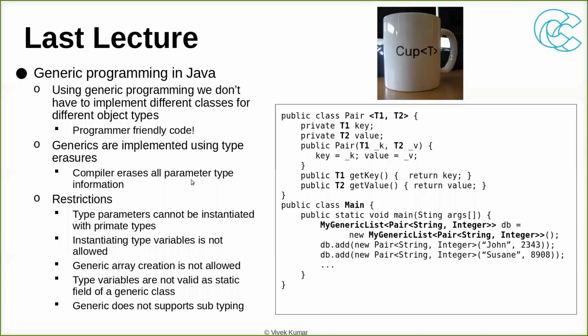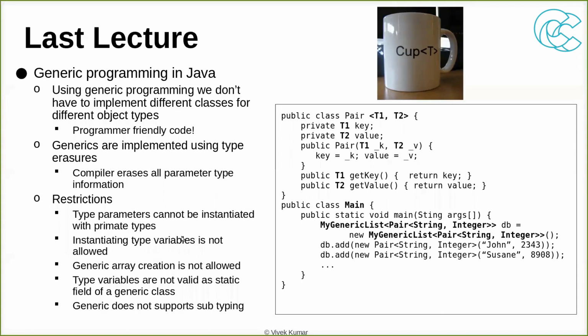We have talked about type erasure. At compile time, the type gets erased and is replaced by Object. But whenever you access that particular type variable, the typecasting happens automatically. The compiler takes care of it.